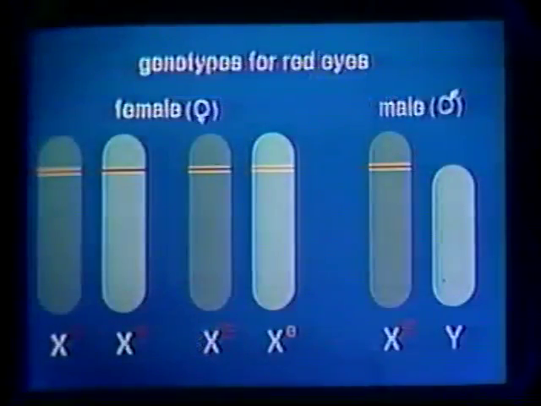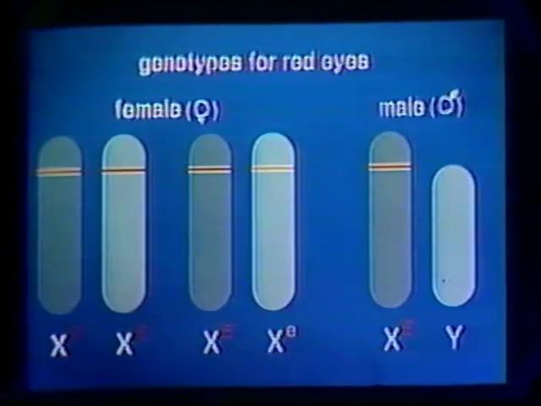Here are the genotypes for red eyes. In a female with 2 X chromosomes, red eyes will be produced either if both genes are dominant or if one is dominant and the other recessive. In a male, the genotype is 1 dominant gene on the X chromosome and no gene at all for eye color on the smaller Y chromosome.